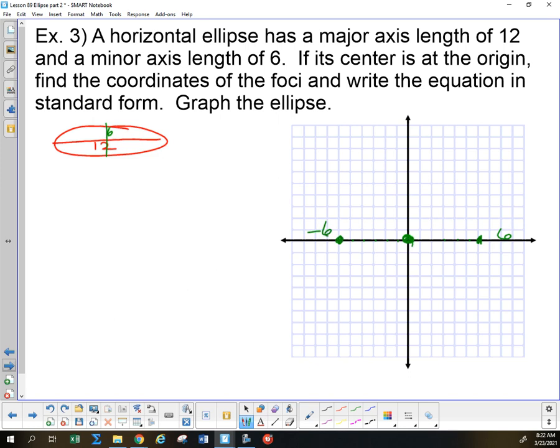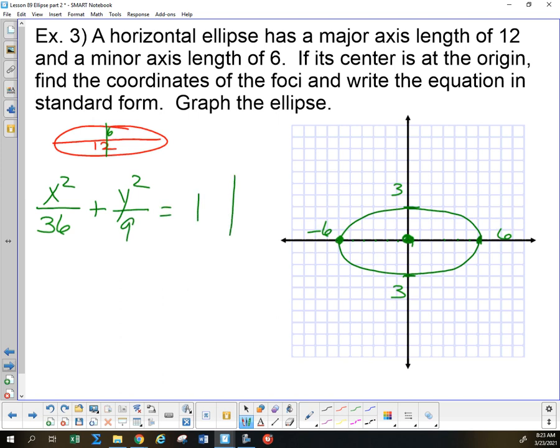Center's still the origin. Minor axis is 6 total, so 3 each way. So 3 and 3. Okay, I can graph the ellipse. And I can go ahead and write the standard form of the equation. Nothing new in that. X squared over, I went 6 each way in the x direction, so x squared over 6 squared, so 36, plus y squared over, if I go 3 up and down, 3 squared is 9. And that has to equal 1.